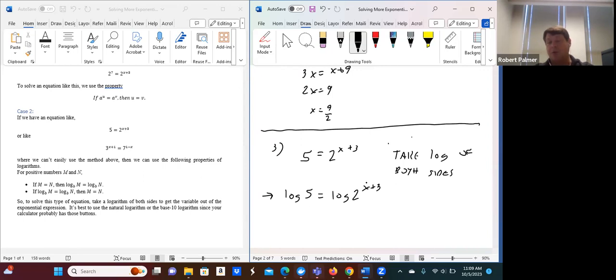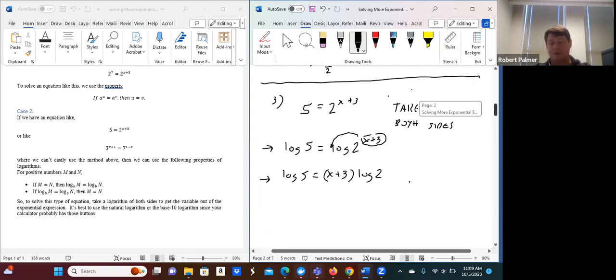Now, we use a property of logarithms. The reason we do this is I can actually take this exponent and bring it out front. That's the property of logarithms. And so then this is going to be log of 5 is equal to x plus 3. I need parentheses here, since I'm multiplying the whole thing times log of 2. Remember, log of 2 is just some number, just a constant.